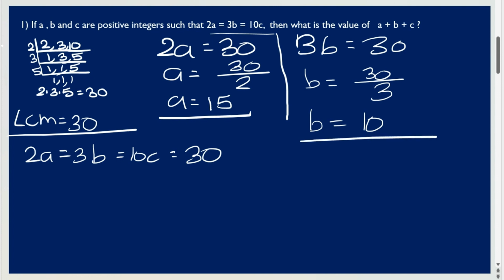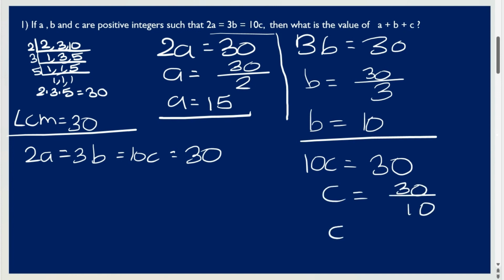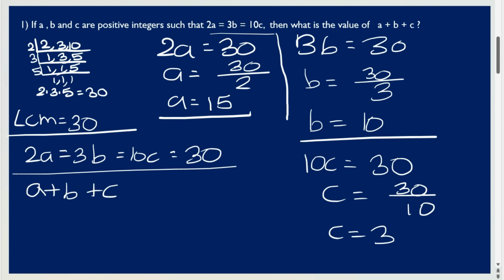Okay, then we want to find 10c. And so again, like we did before, 10c is just going to equal 30, and c is just going to equal 30 over 10, and c is going to equal 3. So now, that was the equation. I'm just going to put a line there. So now we want to find the value of a plus b plus c.